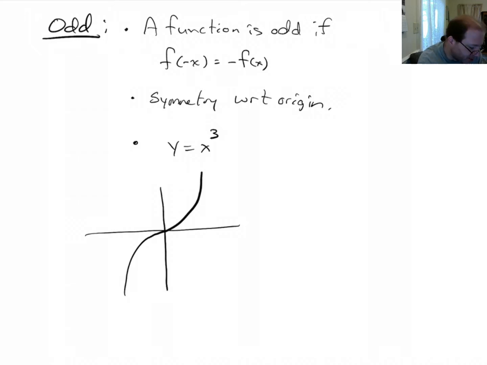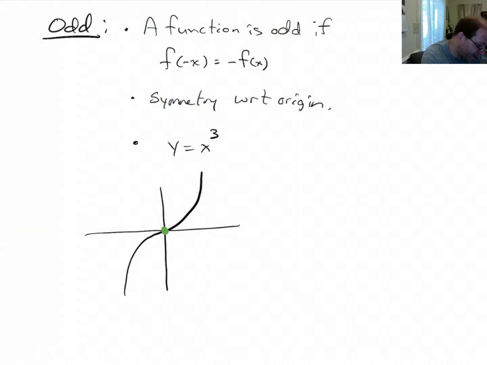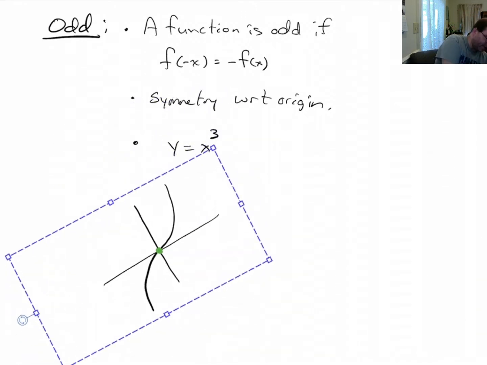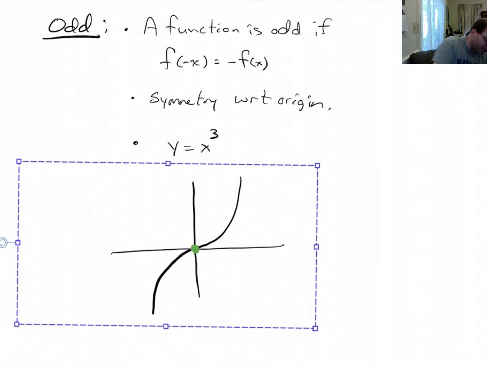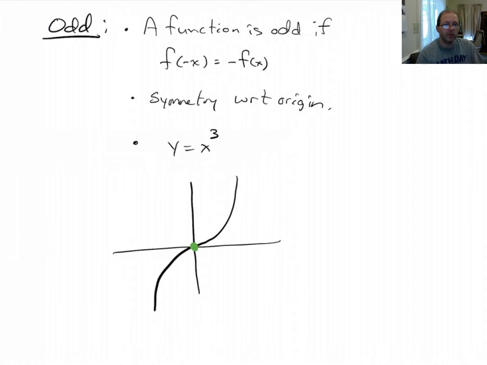Now, when we say that it has symmetry with respect to the origin, what that means is if we take the origin, think of like putting a pin in the origin here. If we take this and rotate it 180 degrees, it's going to land back on itself. I'm going to attempt to do that. So if I take this graph and I rotate it 180 degrees, we wind up with something that looks like the original graph. And so that tells us that it has symmetry with respect to the origin, and therefore it's odd.